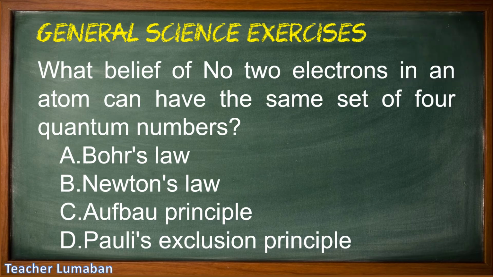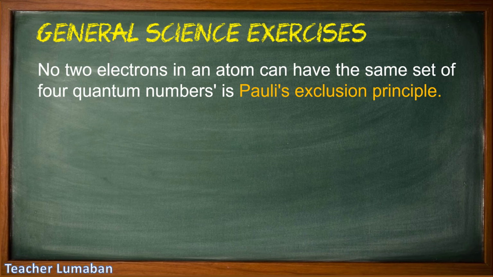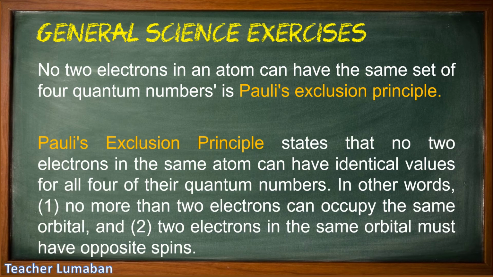The correct answer is letter D, Pauli's exclusion principle. No two electrons in an atom can have the same set of 4 quantum numbers is Pauli's exclusion principle. Pauli's exclusion principle states that no two electrons in the same atom can have identical values for all 4 of their quantum numbers. In other words, 1. No more than 2 electrons can occupy the same orbital, and 2. 2 electrons in the same orbital must have opposite spins.